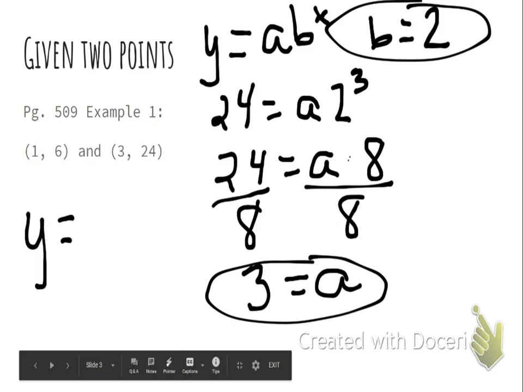Y equals a, which is 3, times 2, which is our b, raised to the x power. Now I have an exponential function that if I plug in either one of these points, it will be true. You can test it out. 2 to the first power is 2. 2 times 3 is 6. 2 to the third power is 8. 8 times 3 is 24. So we know that it works.